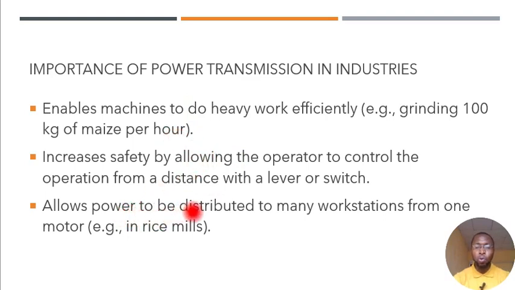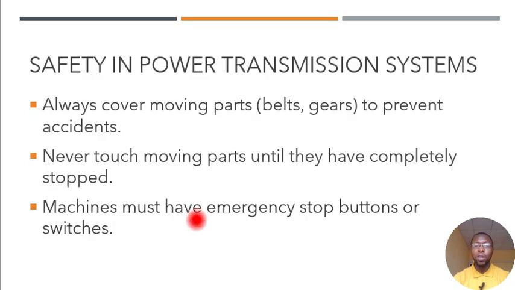It also allows power to be distributed to many workstations from one mode to the other. Because of this transmission system, you don't have to keep going from one point to the other. You can be in one place and power from a very far distance will be transmitted to all other stations or points where it is needed, without the operator moving from one place to the other, because the transmission system has been connected from one point to the other. So it's very important that we have power transmission in industries.